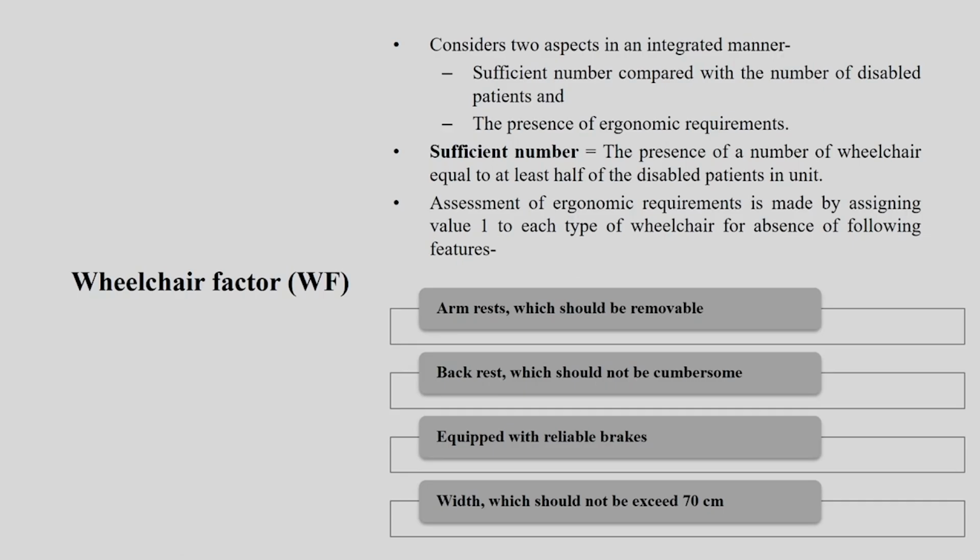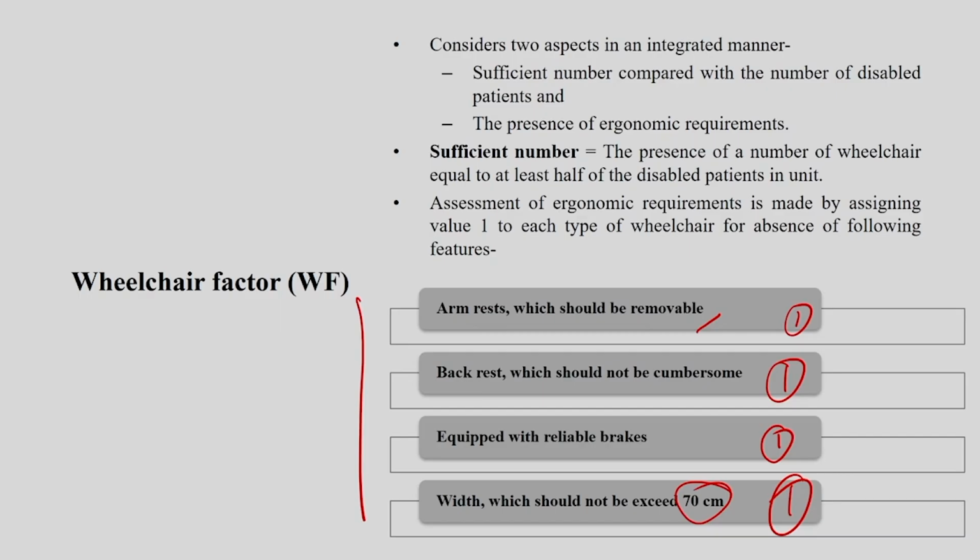If you have this particular feature, that is the armrest which should be removable, then it is 1. Backrest which should not be cumbersome, then it is 1. If it is cumbersome, then no. Then equipped with a reliable brake, then it is +1, and then width which should not exceed 70 centimeters, then also 1. So, these are the ergonomic features that you are going to check for the existing wheelchairs.